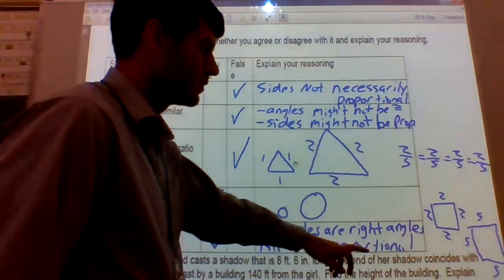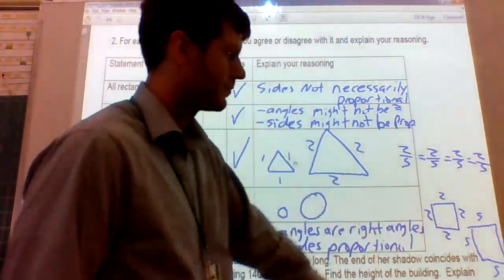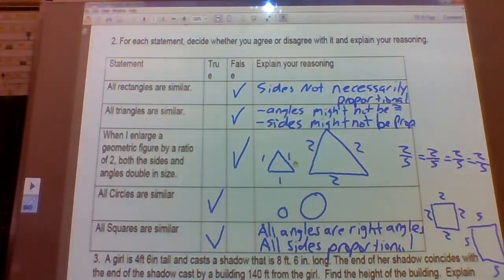Rectangles not so much because you can have different side lengths here. Okay, you could have 2 by 5 and then you could have 2 by 6. And 2 over 2 does not equal 5 over 6.